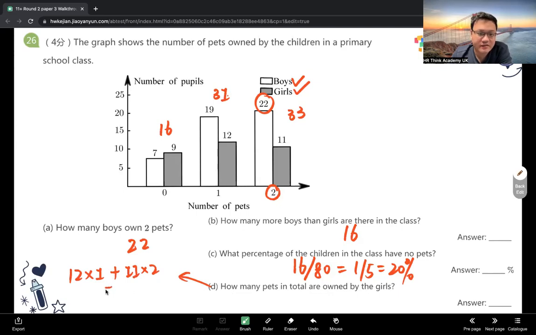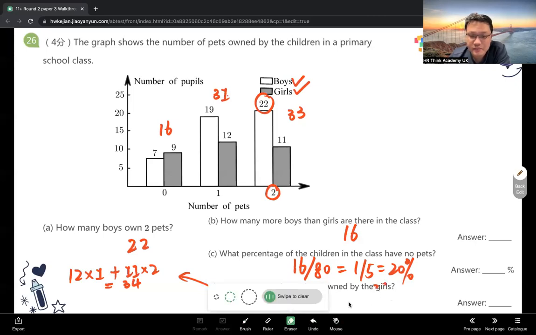So you do this kind of calculation. That will be 12 times by 1. You got a 12 and plus 22. You got a 34. So the answer will be 34 to this one. Okay, that's for 34.